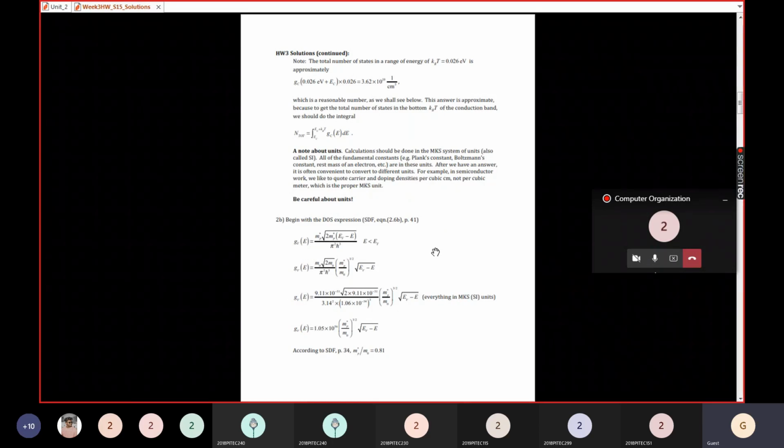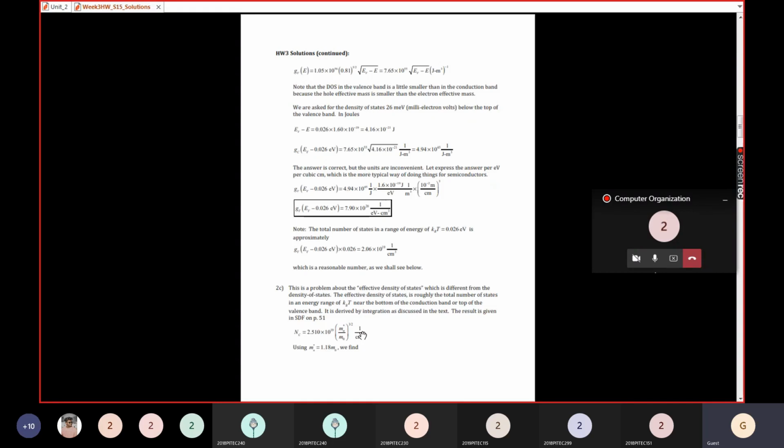Okay, so automatically substitute the values directly here. We know the value of mp. Mp is equal to 0.81 into m naught. So m naught and m naught will get cancelled. You will multiply 1.05 into 10 to the power 56 with 0.81 multiplied by square root of Ev minus E. See, Ev minus E and E minus Ec both will have the same value, which is equal to 4.16 into 10 to the power minus 21. So don't waste your time.